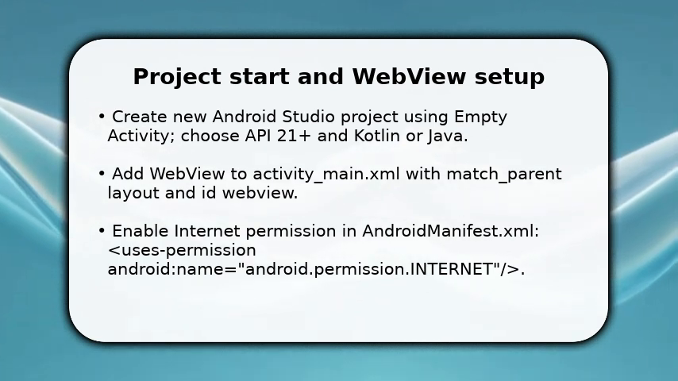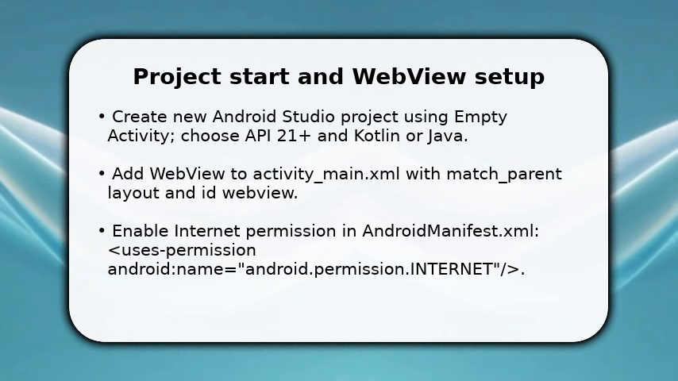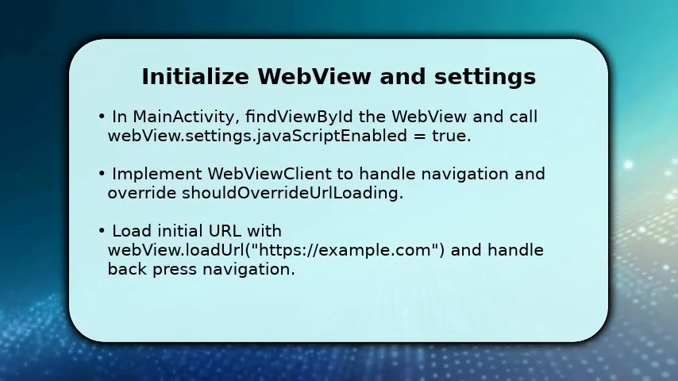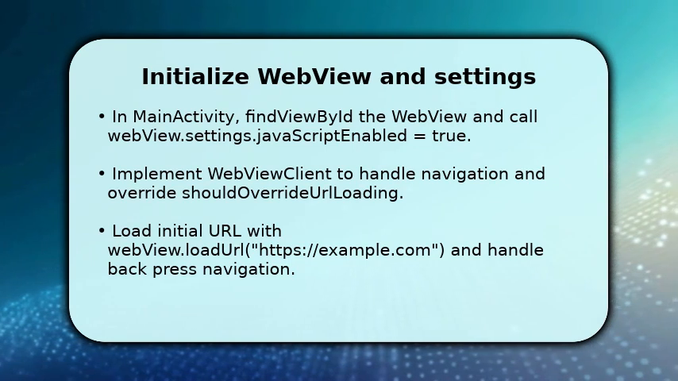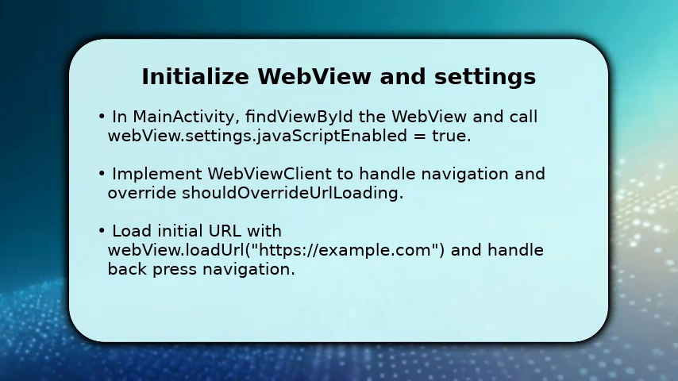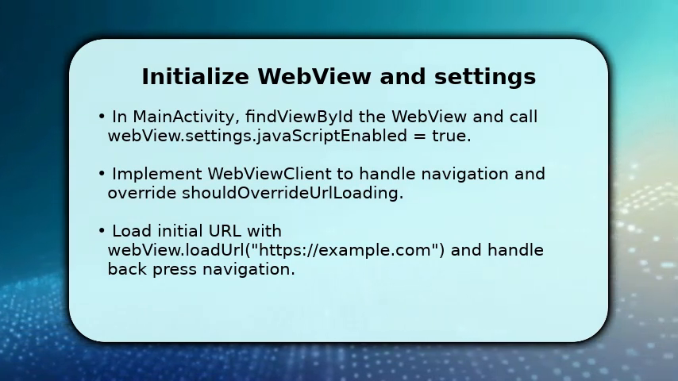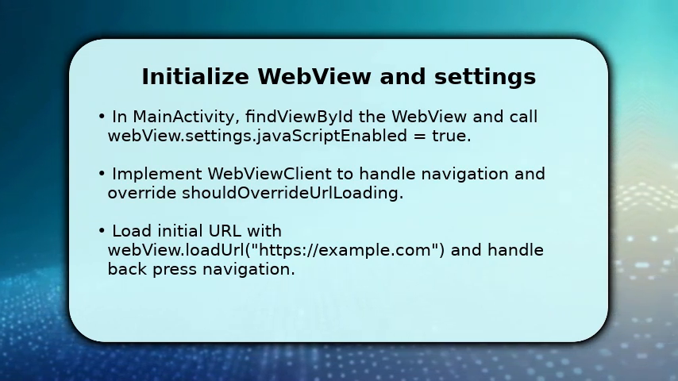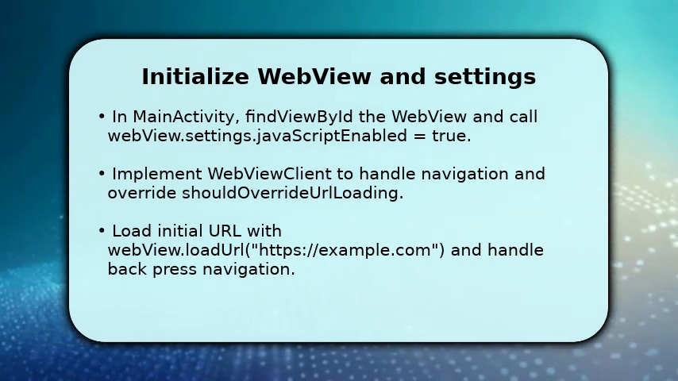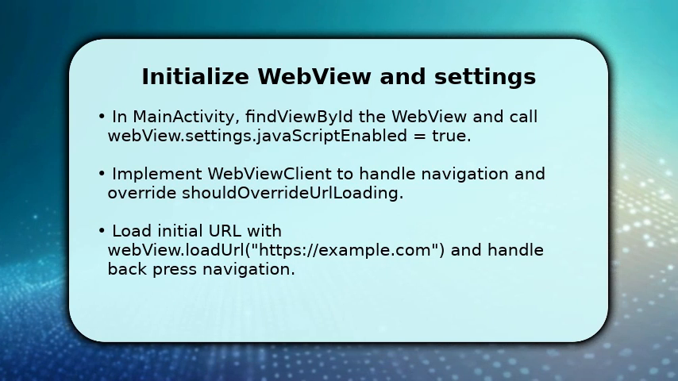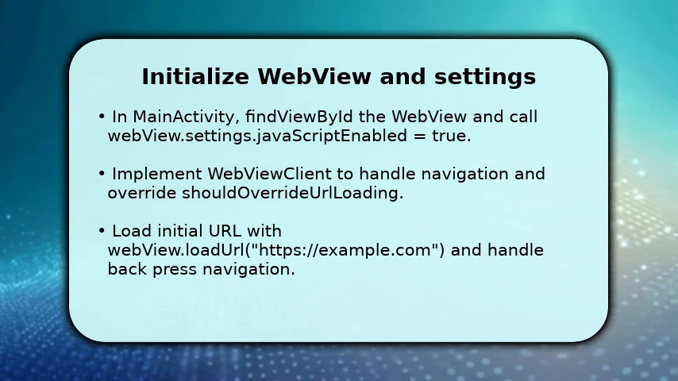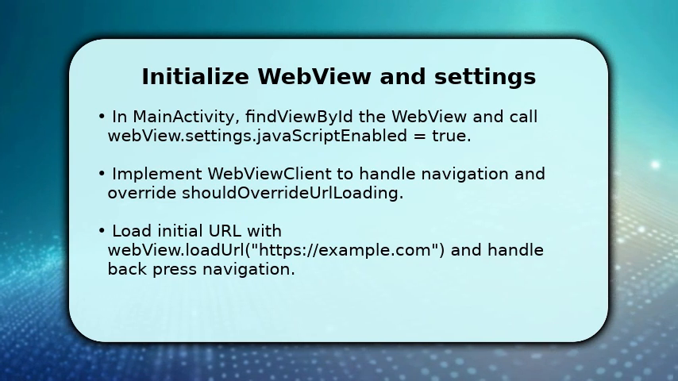You now initialize the WebView in MainActivity by binding it with findViewById and configuring settings. Enable JavaScript deliberately because many sites require it. Once done, set a WebViewClient to keep navigation inside the app and override URL loading to intercept links. Also wire up WebChromeClient when you need progress or dialogues.